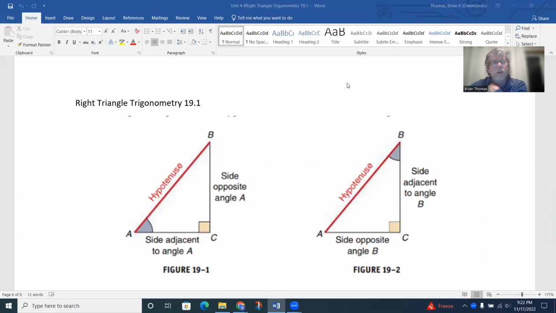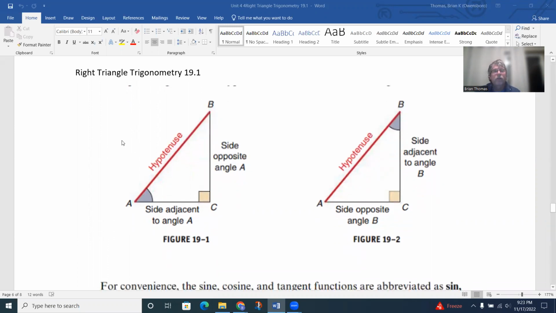So as we continue on, we're now really hitting the chapter 19.1, which is truly what we call right triangle trigonometry. So when we get into trigonometry, we're going to start to look at relationships between sides and angles. And to do this, we have talked about this language. We have now these angles of a right triangle.